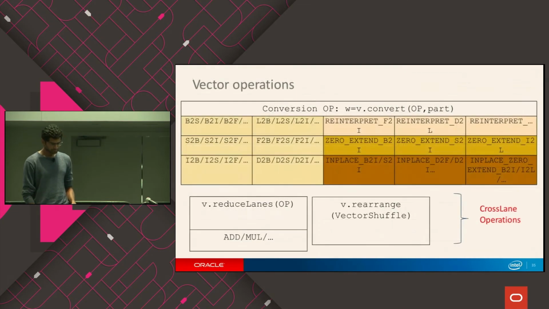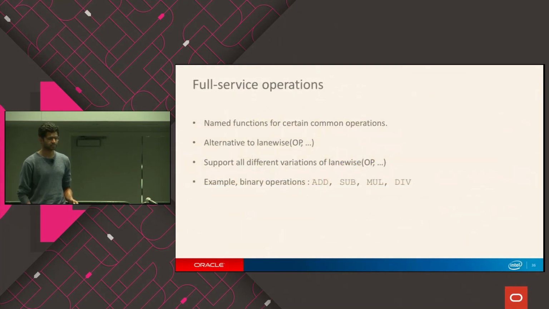But we still have some operations which we call full service operations. Examples of those are add, sub, mul. For those operations, we have named functions to perform them. So an add could be encoded using lane-wise and passing it to add, or you could directly call an add method on a vector.